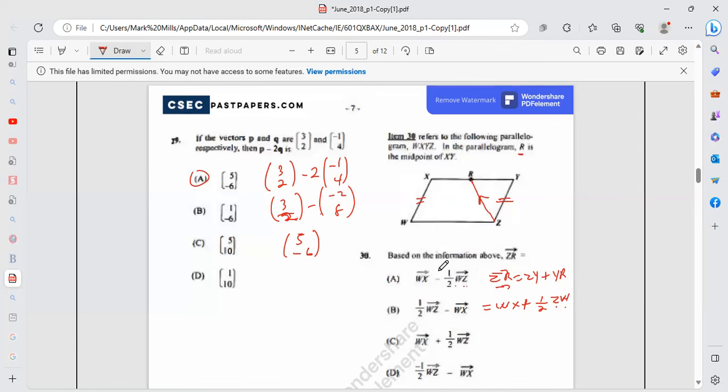If it's going the opposite direction, then I will take the A, right? So this one will actually tend to WX minus half WZ. Because I have to change the direction. If I change the direction, I put that, okay? So that should have been this. So the answer would have been A.